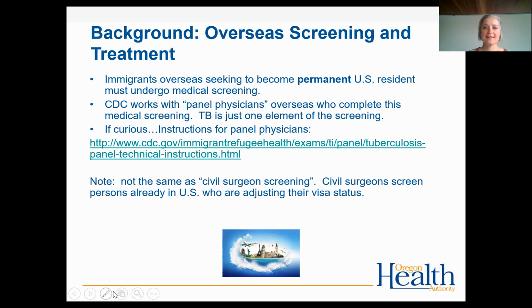Now, what happens is the CDC works with what's called panel physicians overseas who complete the medical screening. And TB is just one element of this health screening. If you're curious at all, you can go to that link there and you can find the full set of instructions for the panel physicians.